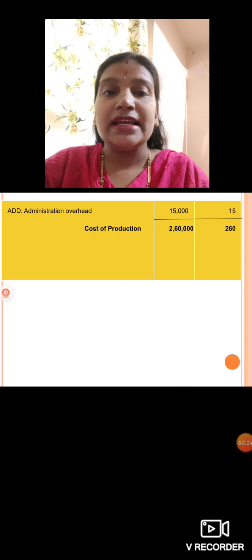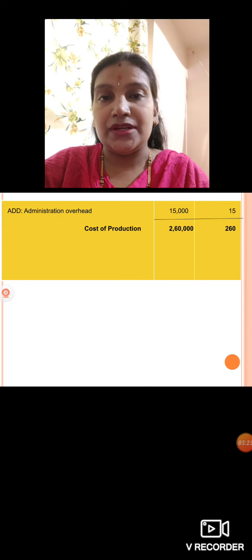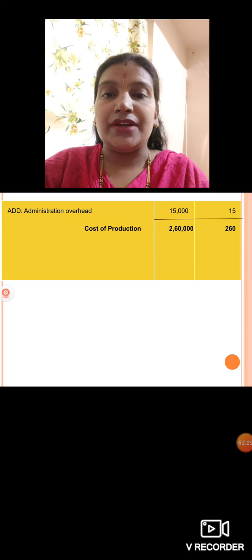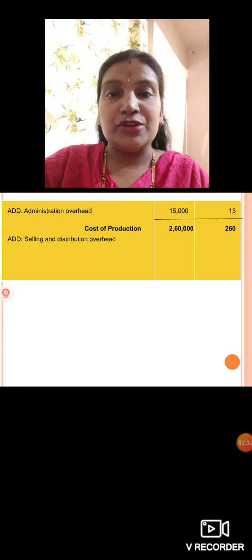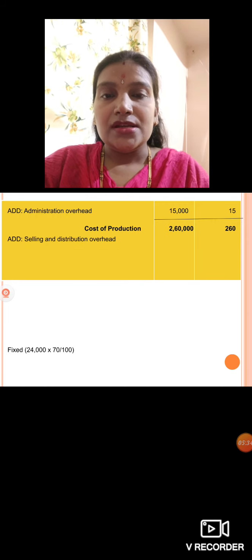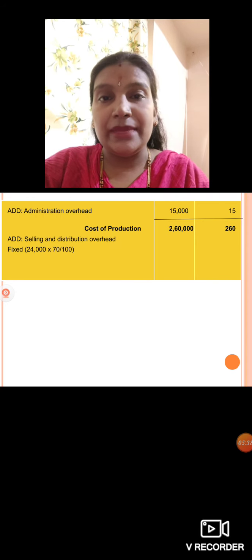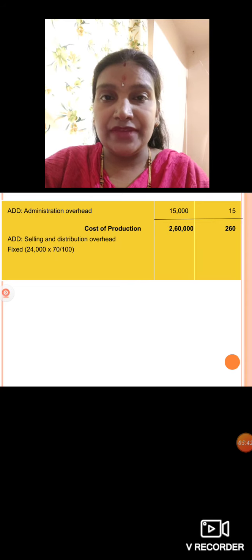2,60,000 total cost and 260 per unit. Okay, divided by 1,000, so you'll get 260 per unit. Then add selling and distribution overhead here. Okay, so 50, they have given it as 30% variable, right? Selling overhead, in front of that they have mentioned 30% variable. So 70% we have fixed here.